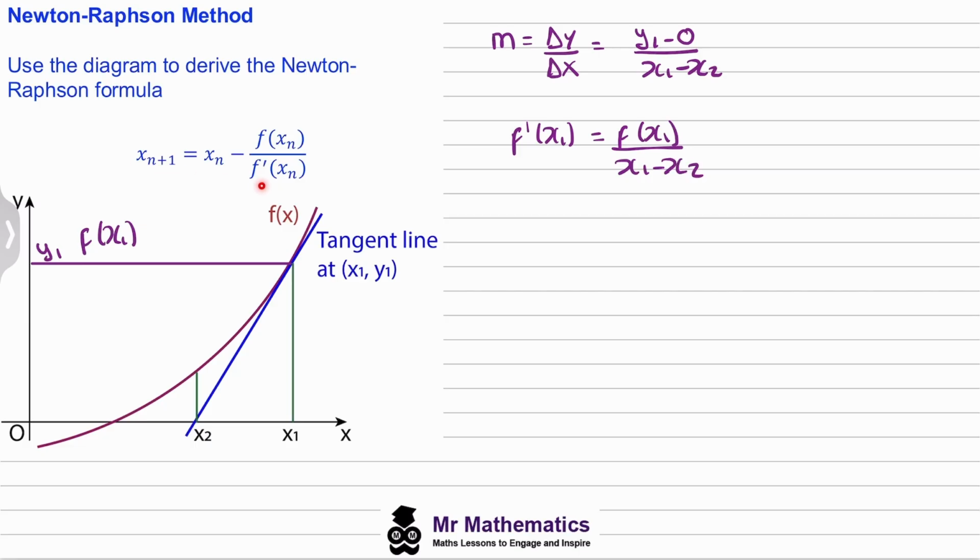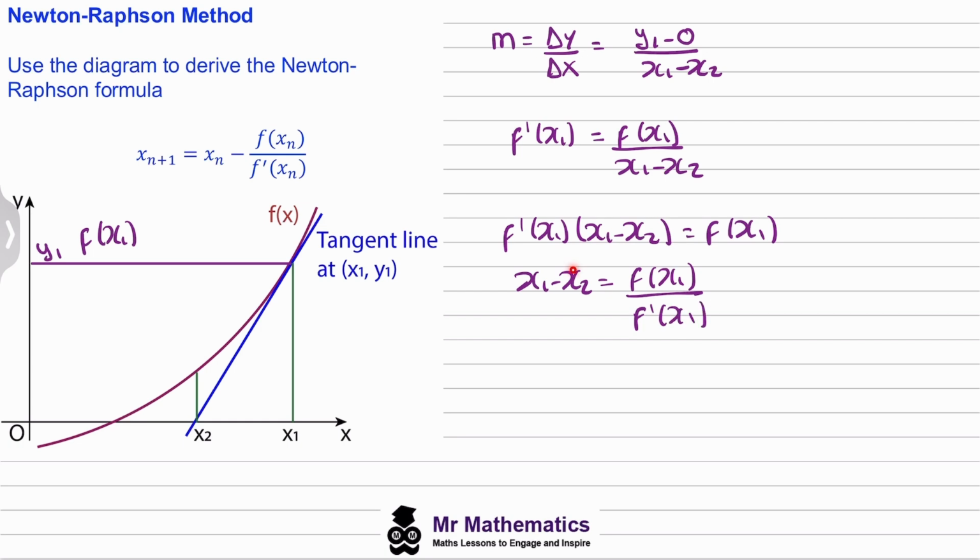If we look at what we're trying to derive here, we're trying to make x2 the subject. This would be the x2, this would be the x1. So we'll multiply both sides by this denominator. We get f prime of x1 multiplied by x1 minus x2 will equal f of x1. Now we'll divide both sides by the f prime of x1. So x1 minus x2 will be f of x1 over f prime of x1.